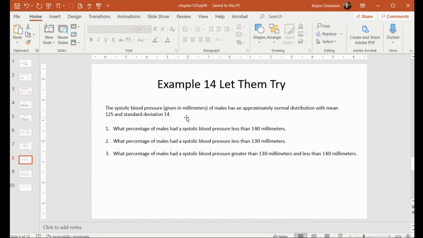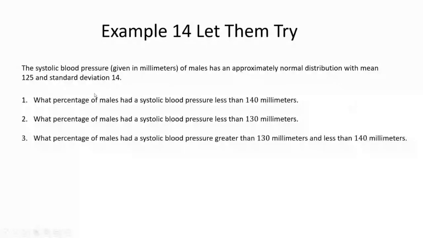So this is another word problem that I got from the book, and they tell you that, hope I'm saying this word right, the systolic blood pressure of males. Okay, so they're measuring a certain type of blood pressure, systolic. They have a bunch of data values and they plot it, and it turns out the data has an approximately normal distribution. The mean is 125 and standard deviation 4. So the data values here are different blood pressure values in millimeters of males.